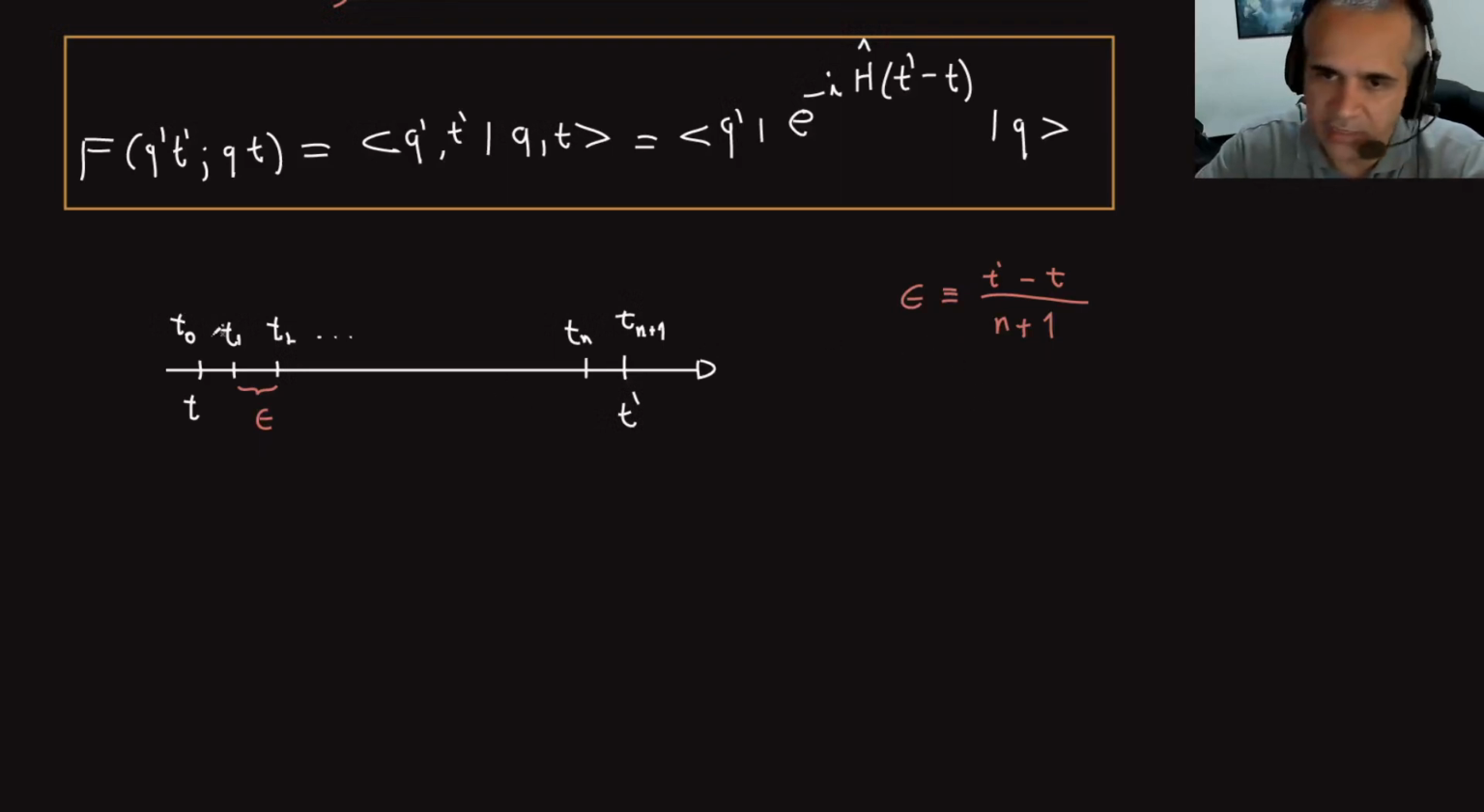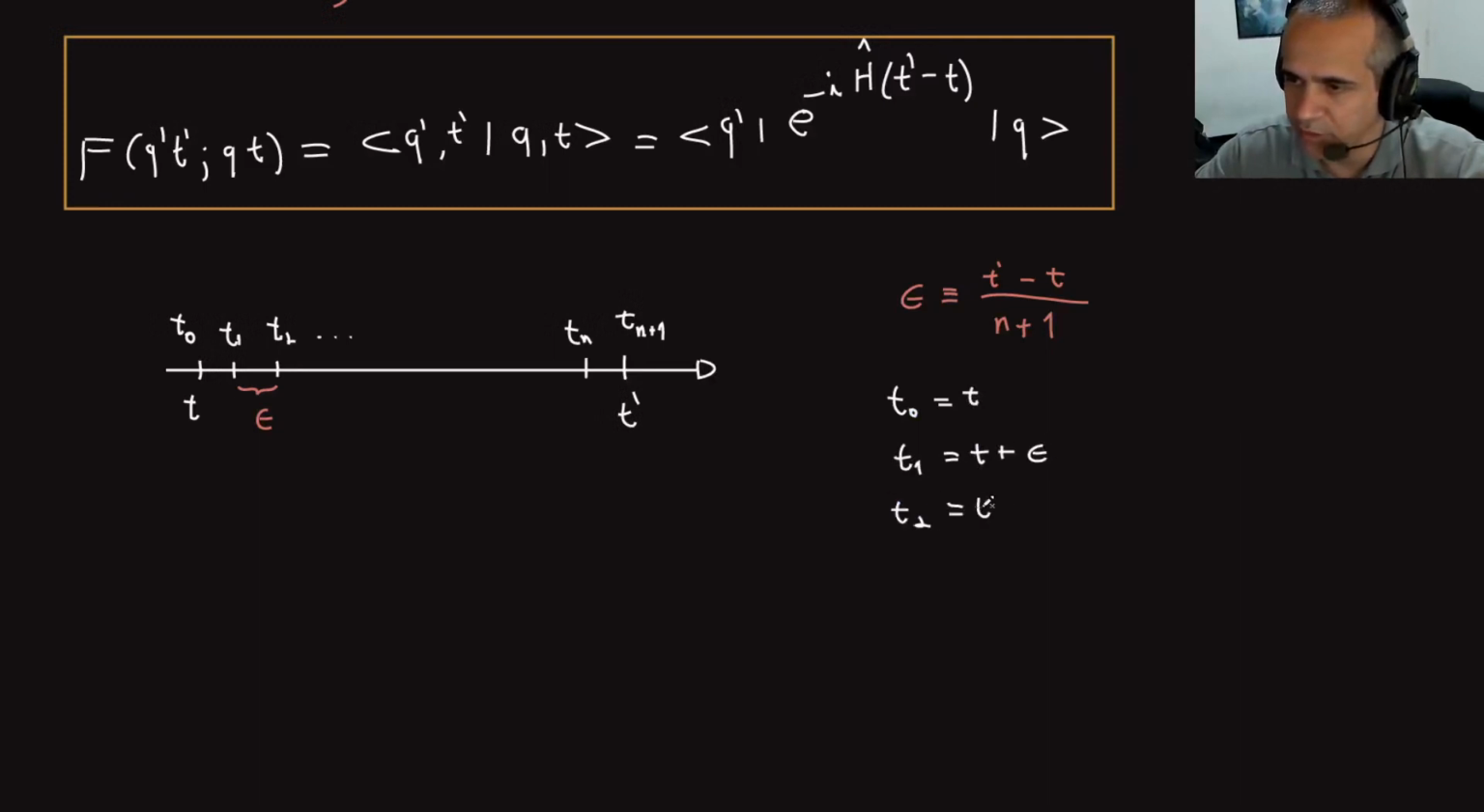Okay, and then I can also write these times, of course, as t0 is just t, t1 will be t plus epsilon, t2 will be t plus 2 epsilon. So I'm assuming these are all equally spaced points in time, and t(n+1) will be t prime. So I'm considering all this intermediate set of states.